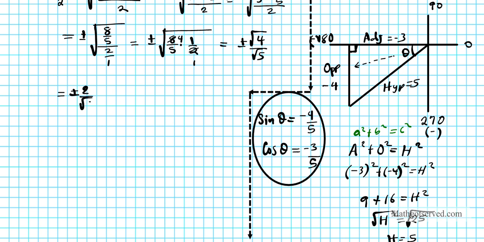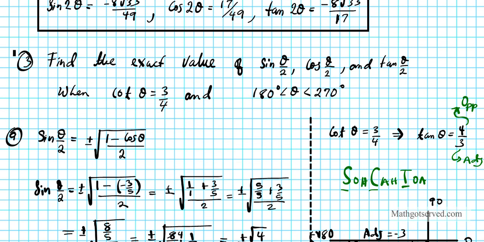So we're going to rationalize the denominator, since we can't have a square root in the denominator, and that yields plus or minus 2 root 5 over 5. Okay? Now, is sine theta over 2 positive or negative? That's a question. Well, let's see. This graph right here is for theta. How about theta over 2? Well, we know that theta is between 180 and 270, right?